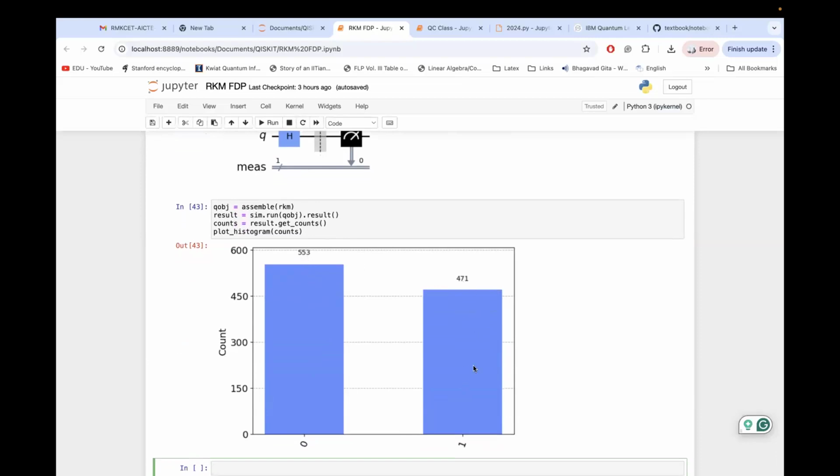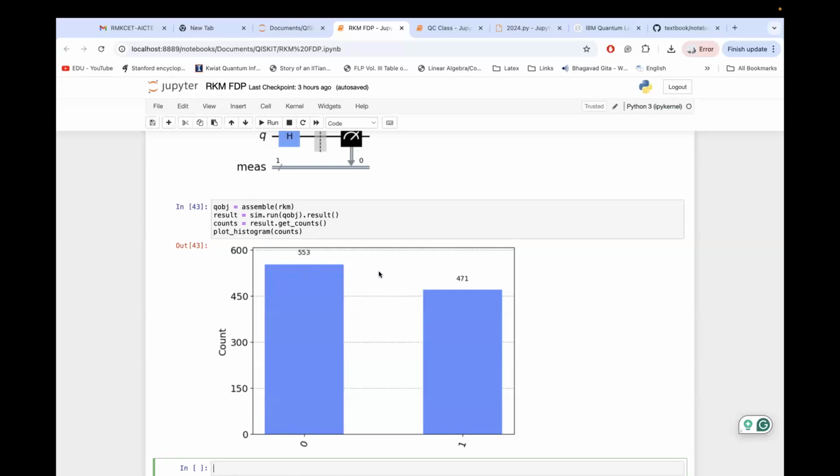And 471 by 1024 is close to 1 by 2. So it is like tossing a coin. When you say a coin is a fair coin, it has an equal probability for head and tail. But when you toss the coin 1024 times, it is not guaranteed that you will get 512 heads and 512 tails. You may get one above the other, right? So the head and tail probability, though it is 1 by 2, the numbers will be slightly different.